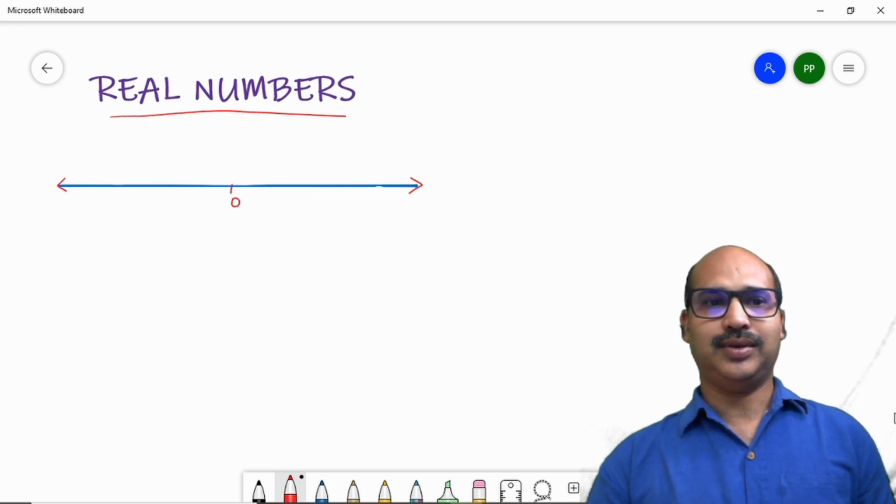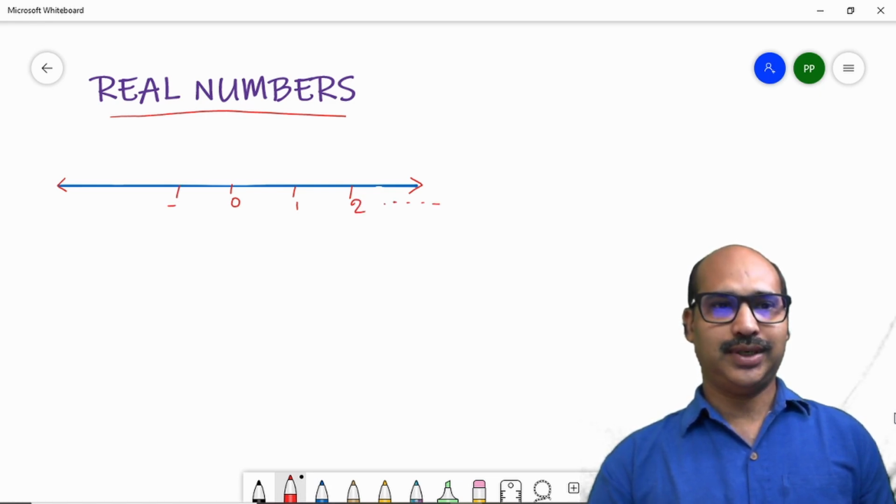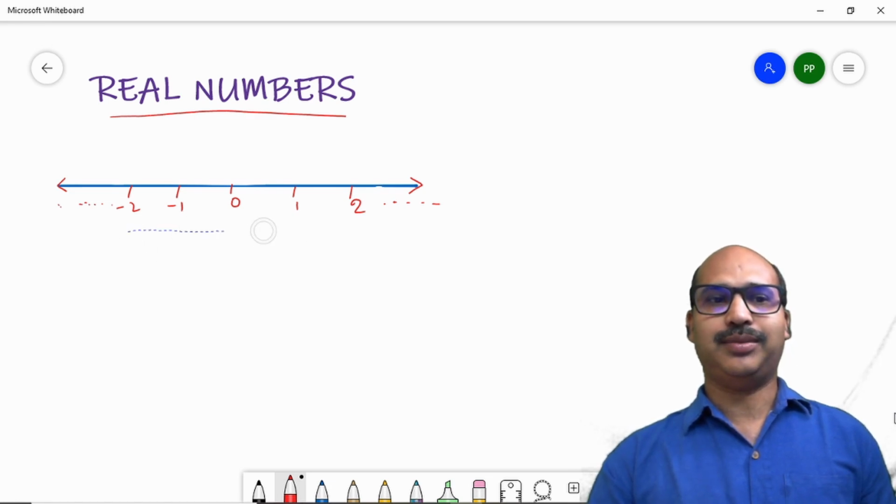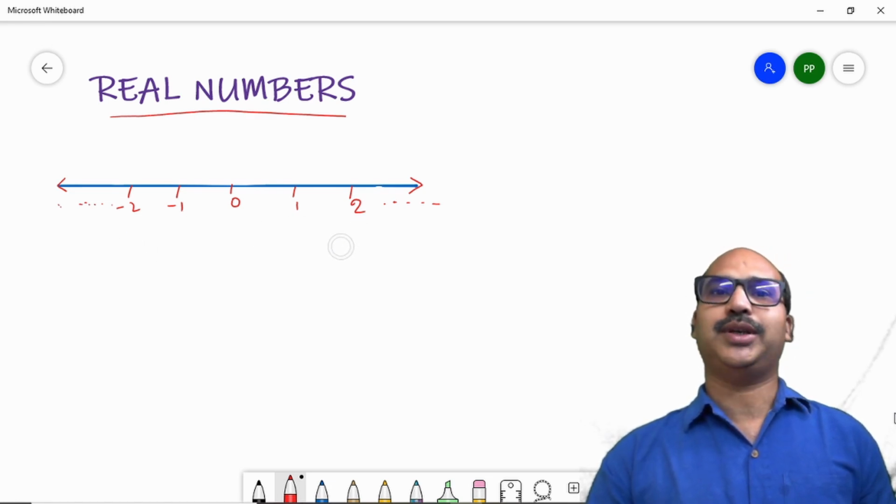0, 1, 2, and so on on the positive side. Similarly, -1, -2, and so on on the negative side. So what are all the numbers that can be represented on this number line? On this number line, all the numbers can be represented.